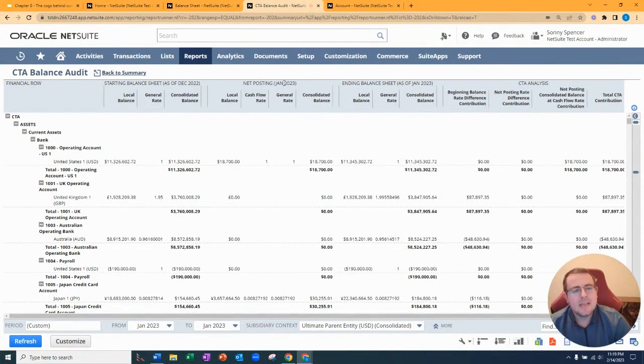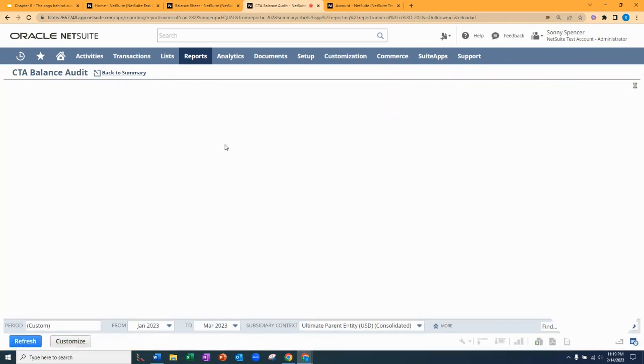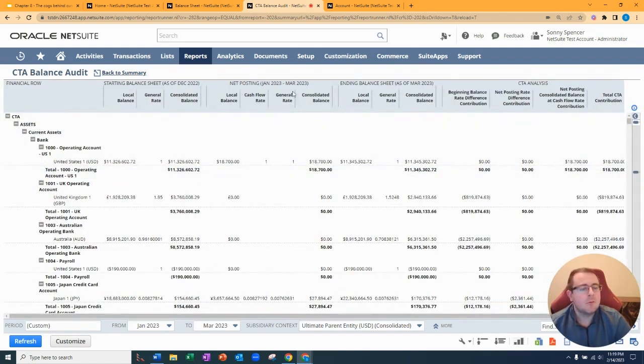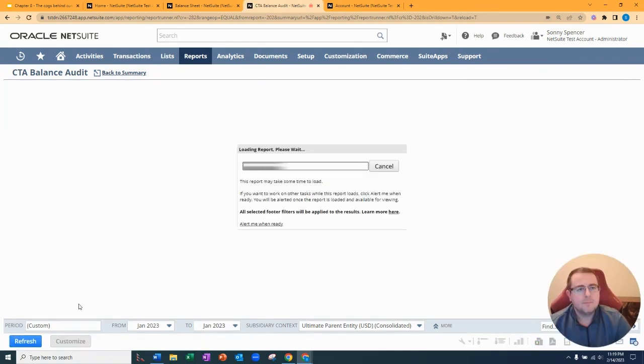We're going to move on to look at the net posting section of this report. First, I want to point out that the period referenced in the net posting section is January 2023. And that's because our from and to periods only reference the accounting period January 2023. If I were to update this to March 2023, you will notice that the net posting section, once the report loads, references January through March 2023, because we're going to look at the movement in our GL account balances within the range. For now, I'm going to set this back to January 2023.